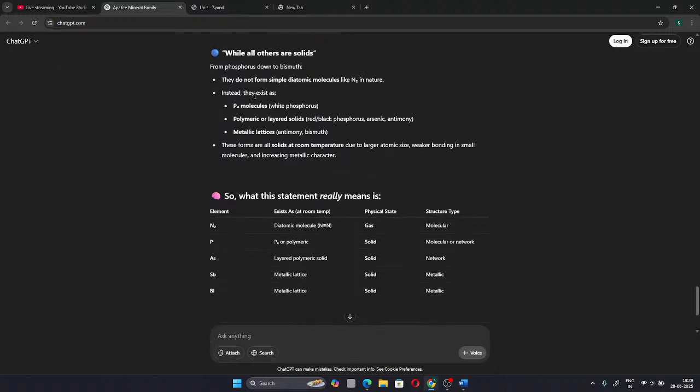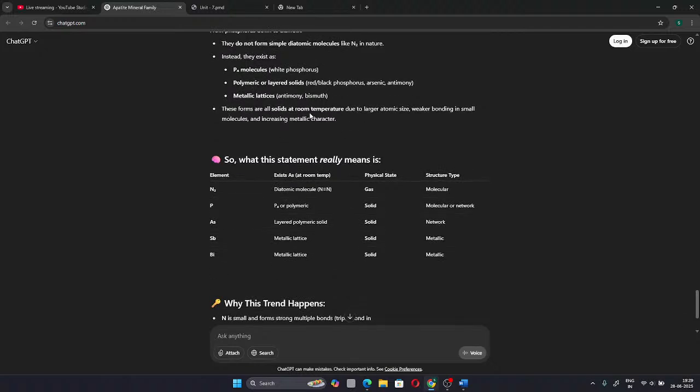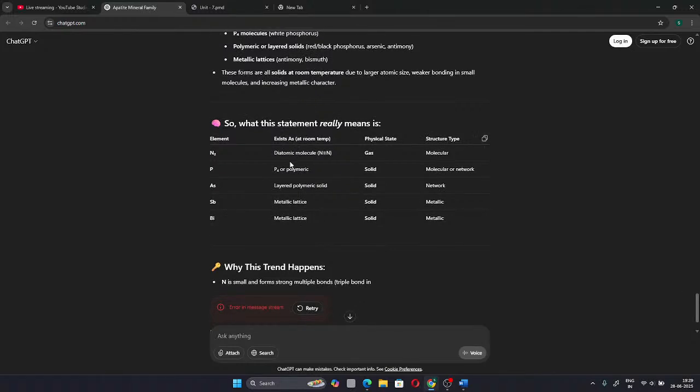While all others are solid, they do not form simple diatomic molecules in nature. Instead, they exist as P4 molecules: white phosphorus, polymeric or layered solids, red and black phosphorus, and arsenic and antimony as metallic lattices. These forms are all solids at room temperature due to large atomic size, weaker bonding in small molecules, and increasing metallic character.